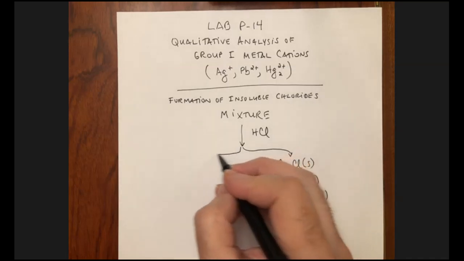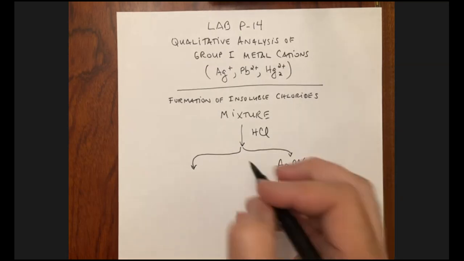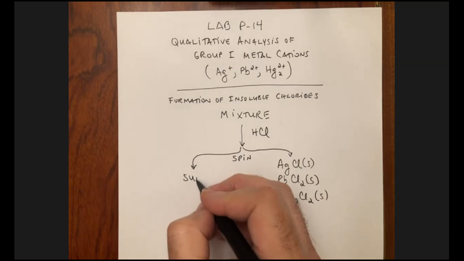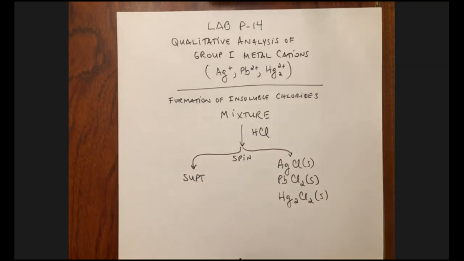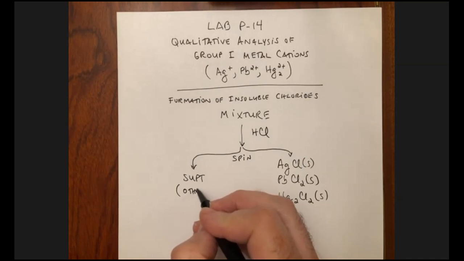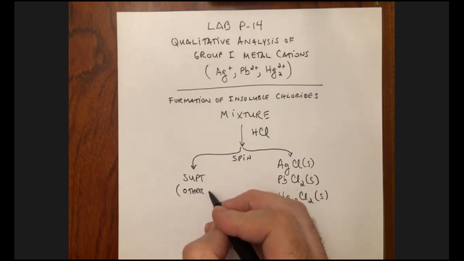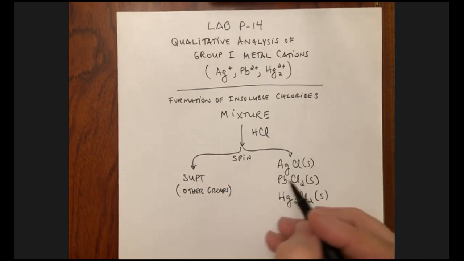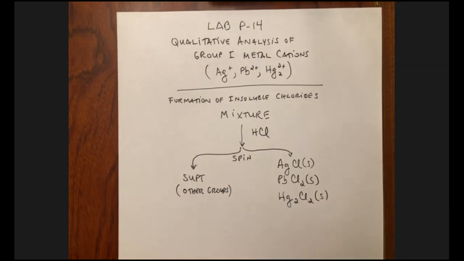If we were to take this mixture after treating it with HCl and spin it in a centrifuge, we'll be left with a supernatant. For today, we're going to discard the supernatant, but in other types of analysis, you might consider that there could be other groups of ions in here, groups 2, 3, 4. These are groups of cations that do not form insoluble chlorides, okay? So essentially, this is the way the experiment starts.